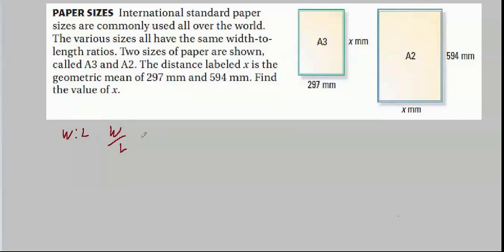Well, in that case, if we use this representation, W over L would be 297 over X. And over here, W over L would be X over 594.